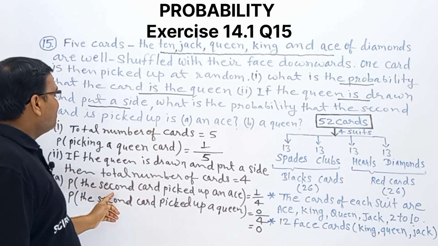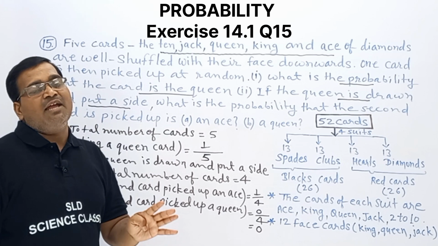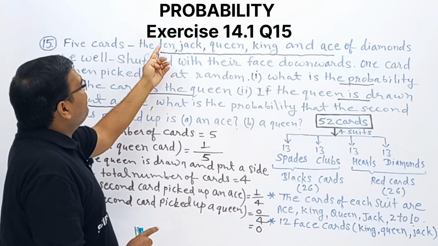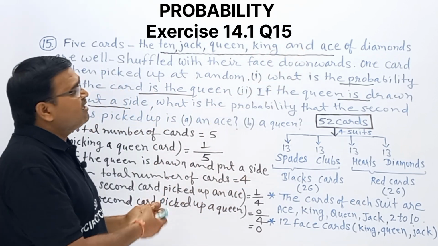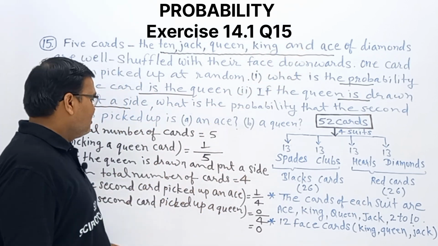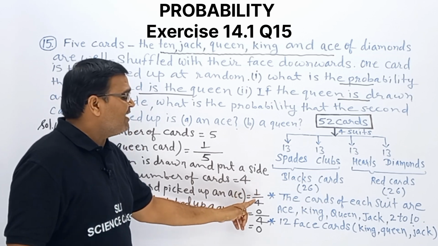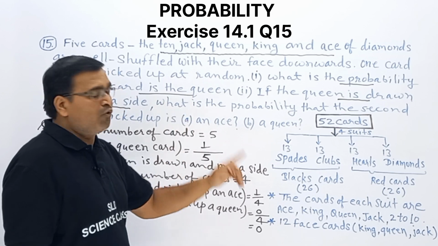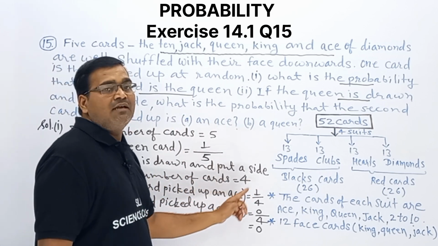So the probability of the second card picked up being an ace. In the second time we have only 4 cards. What cards do we have? 10, jack, king and ace. Out of these we are picking what? Ace. So the number of favorable outcomes will be 1, divided by total possible outcomes. Total cards in the second time we have 4. So 1 upon 4 will be the probability of the second card picked up being an ace.